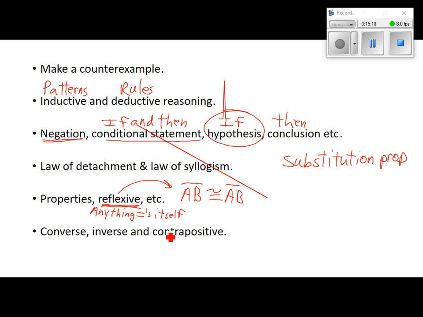Converse, inverse, and contrapositive. What did the converse do to an if and then statement? It switches the hypothesis and the conclusion. What did the inverse do? Negates it. Just makes both parts not, doesn't switch it around, just leaves it in the same order, but negates both parts. And what's the contrapositive do? Both. Switches and negates.